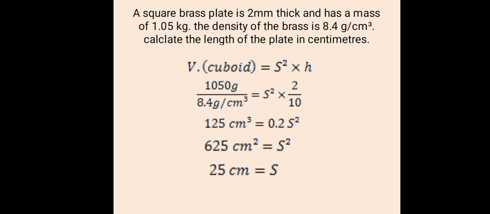So we know the volume of a square cuboid is side squared times h. Now the volume is taken as mass over density. So we have been given mass as 1.05 kilograms, which is equivalent to 1,050 grams, and we have been given the density as 8.4. So divide those two, we get the volume, which should be equivalent to a squared times 2 over 10, because the thickness is in millimeters, so I'm dividing by 10 to get centimeters. I'm working in centimeters all through. So having done that, we can solve for a, and solving we find the side to be 25 centimeters.